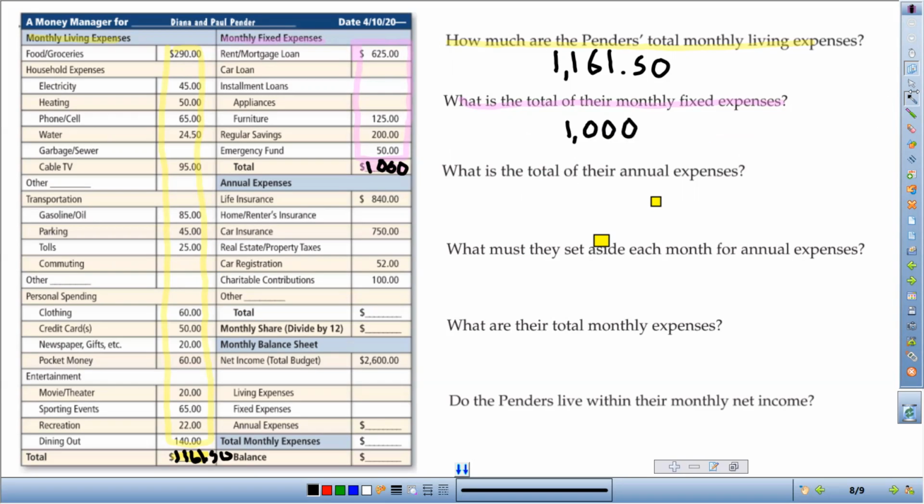What is the total of their annual expenses? So the annual expenses is this section right here. So we need to add up all these numbers, and that's going to be right there. So 840 plus 750 plus 52 plus 100 comes out to 1,742.